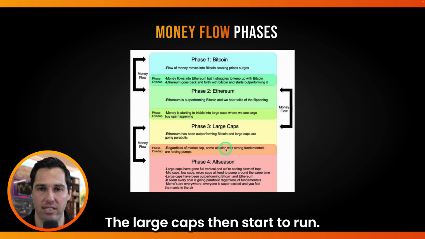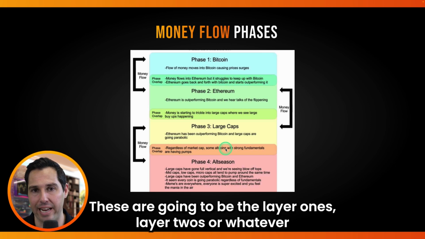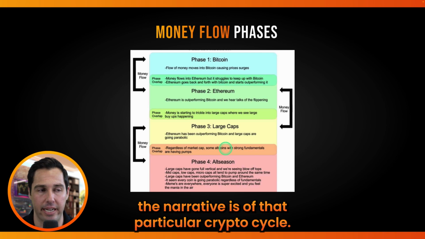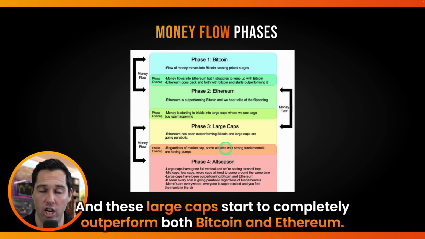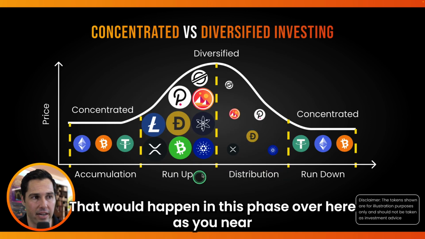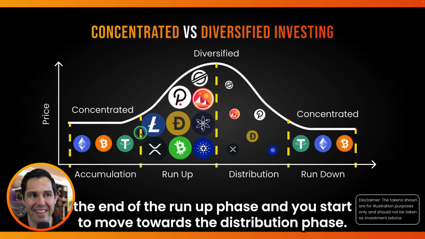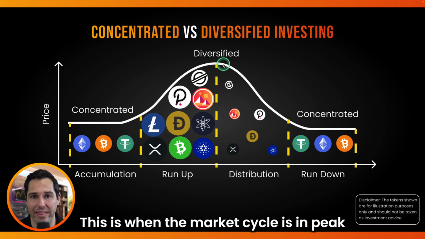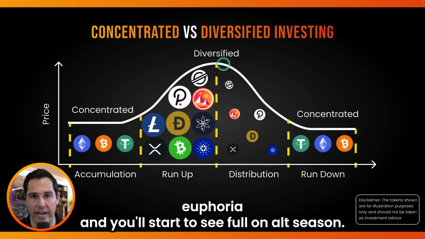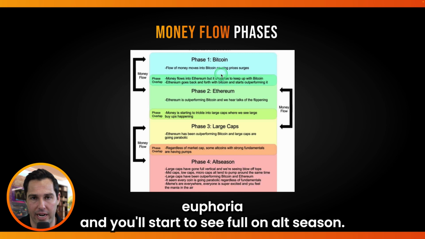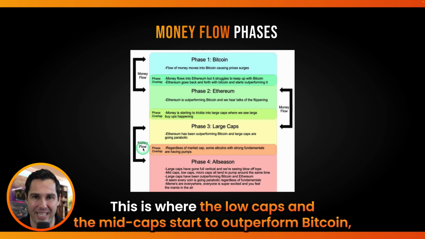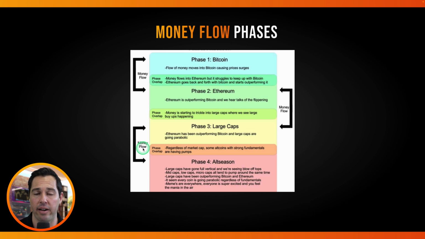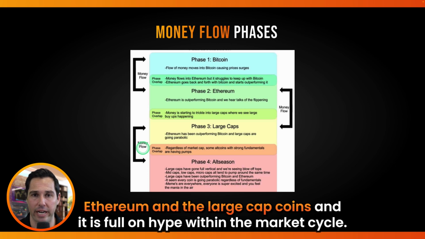The large caps then start to run. These are going to be the layer 1s, layer 2s, or whatever the narrative is of that particular crypto cycle, and these large caps start to completely outperform both Bitcoin and Ethereum. That would happen in this phase over here. As you near the end of the run-up phase and you start to move towards the distribution phase, this is when the market cycle is in peak euphoria, and you'll start to see full-on alt season. This is where the low caps and the mid caps start to outperform Bitcoin, Ethereum, and the large cap coins, and it is full on hype within the market cycle.